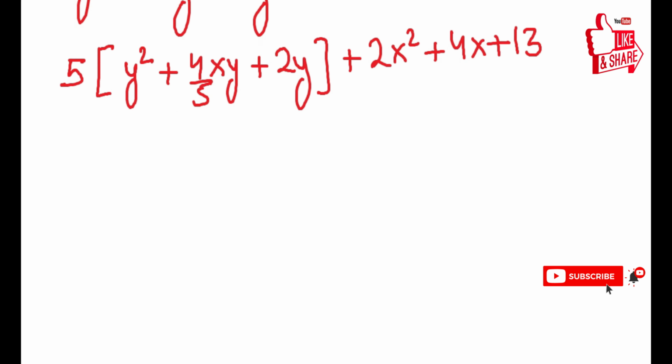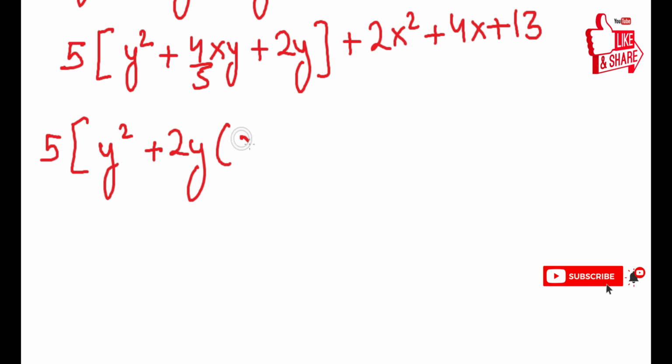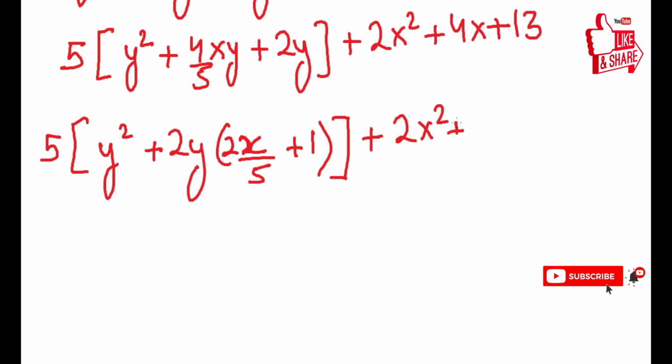Now what we can do further is the completing the whole square method, but before that we have to segregate the y things. So let's do it. What is common among these? We can take 2y common. If we take 2y common, what is left? 5 in the denominator, and x by 5, or actually 2x by 5, plus 1. Then we close this bracket, and this thing will remain the same.